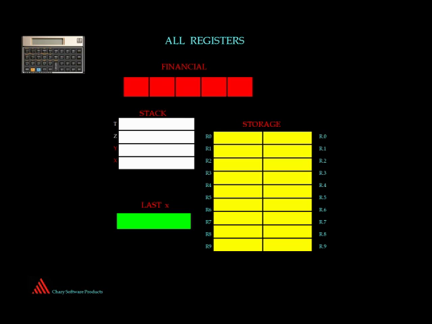These are all of the registers on the calculator. As a matter of fact, there's 30 total registers on the HP-12C. And when you hit the F clear register, it puts zeros in all of these registers, and then you can go ahead and do whatever it is you wanted to do.